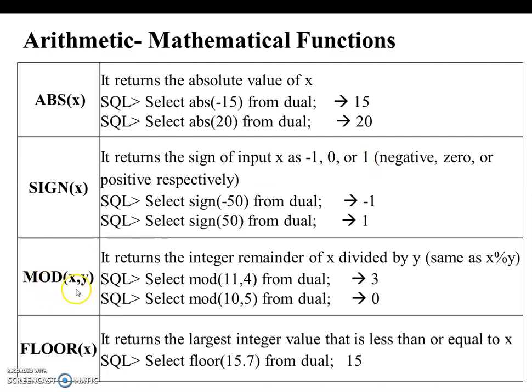Next one is the mod function. For the mod function you require two inputs, and the use of mod is to return the remainder value. Here x will get divided by y, and the remainder value will be written as your output. So let's have one example: select mod 11, 4. So 11 will get divided by 4 and it will return the remainder as 3. For the case 10, 5, the remainder is 0. So this is the mod function, which returns the remainder.